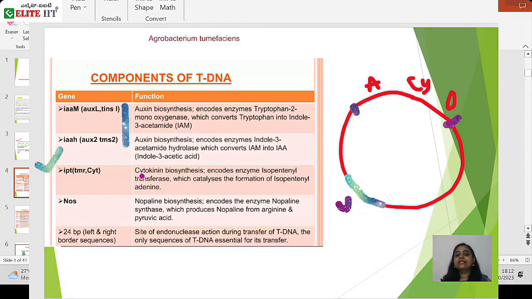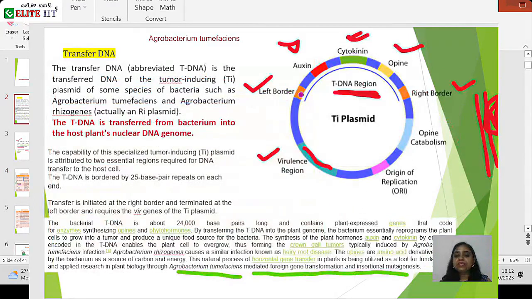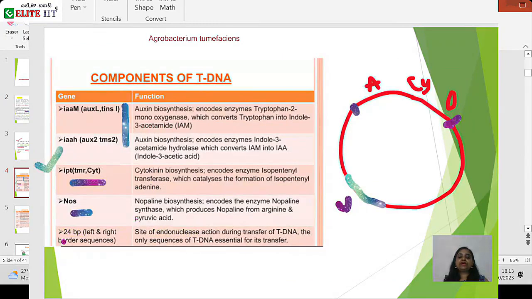So in that case, cytokine synthesis is happening from these genes, IPT. No pun in biosynthesis, we are not considering this. Now, the 24 base pair left and right border sequences. Left border, this part, and right border, this part, I told you. These are mainly 24 base pair sequences, since the T-DNA is bordered by 25 base pair repeats. So left border, right border means 24 base pair repeat.